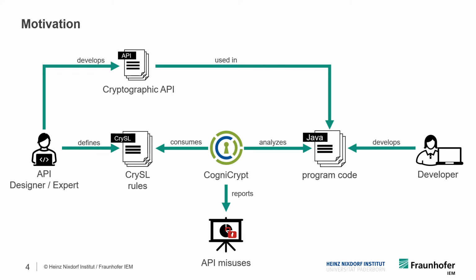We call this the allow listing approach. The Crystal rules specify which usage of the API is correct, and Copycrypt reports every usage that does not conform with the rules. This works really well. So we were interested in whether we can use Copycrypt to also detect general API misuses other than cryptography. We then tried to specify Crystal rules for other common APIs.